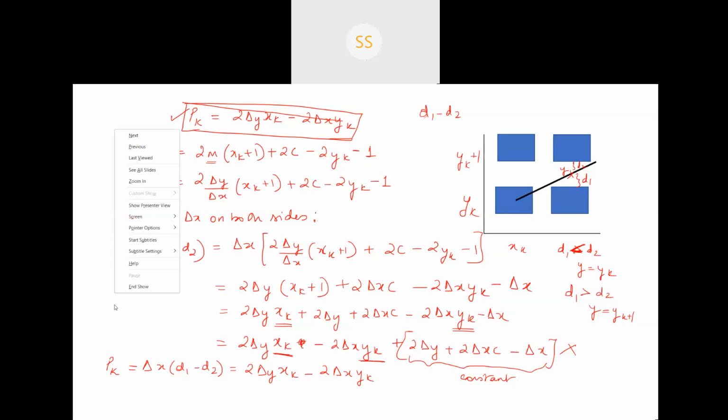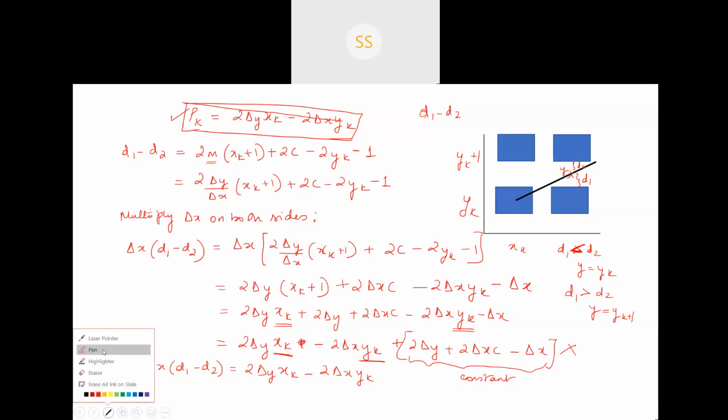So I hope you have understood how to derive the value of pk. Now once we are clear with how to derive the value of pk, that is the decision parameter at one particular point, I have found the decision parameter at this particular point. Now, obviously, my line is not coming to an end here, isn't it? It's going to extend. So when it extends, I need to find the decision parameter for the next point. How do I find that? That is what we are going to see. To find the decision parameter at the next point, I'll call it p next.